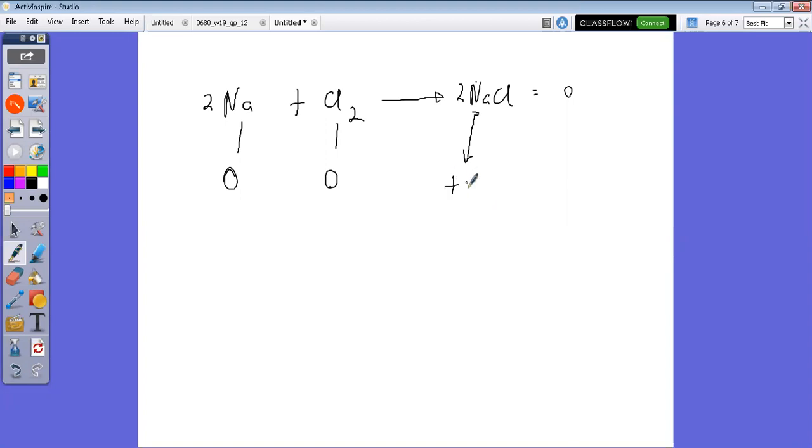It's +1. We said the definition of oxidation is the increase in oxidation state. Sodium has gone from 0 to +1, so this is oxidation. Now, what is the oxidation state of chlorine, group 7? Go and check your table. It tells you that it's -1. So it's from 0 to -1. This is a reduction.